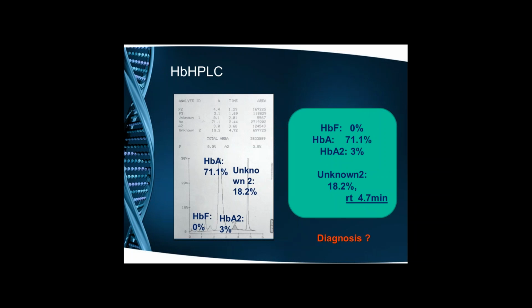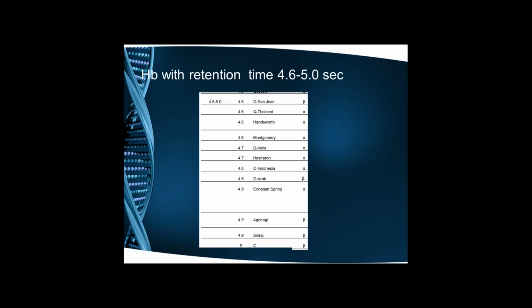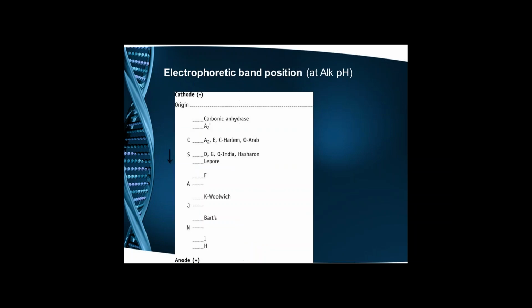there is a very sharp peak of an unknown hemoglobin at 18.2% of total hemoglobin, with a retention time of 4.7. So what is it? This is very characteristic of Hb Q India, found generally in the northern part of our country. This peak is described as a church triangle. It is a very thin, elongated peak, with a total percentage of HbQ of around 20%.